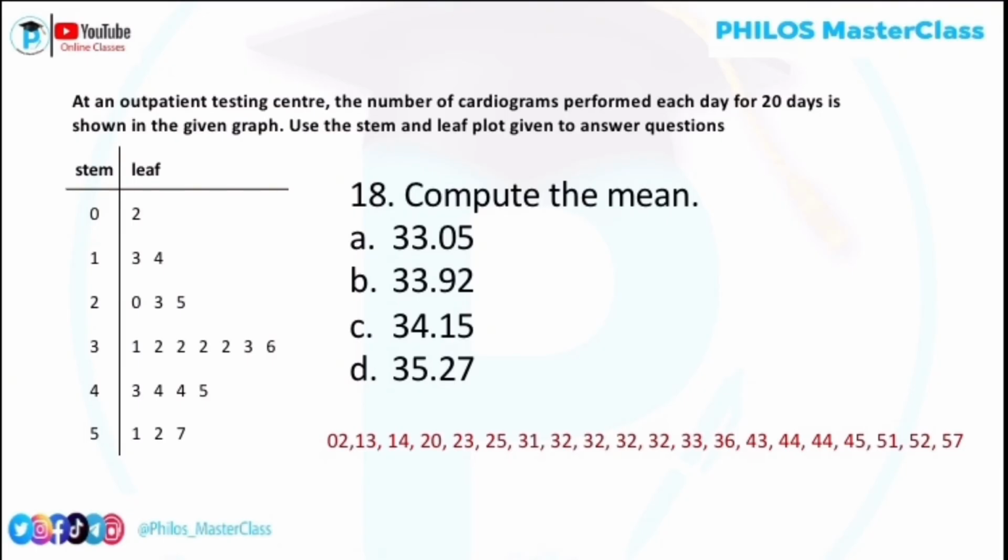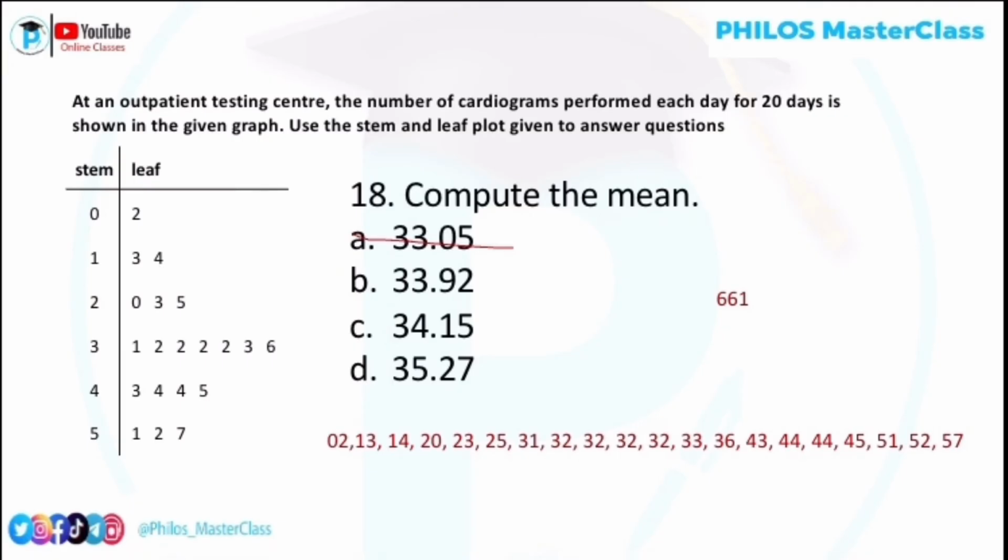When you add all the values in the data set, 2 plus 13. Please, 0, 2 is the same as 2. 2 plus 13 plus 14 plus 20 plus 23 going. Add everything. You get 661. Then count the number of values in the data set. Count them one after the other. You get 20 values. So to compute the arithmetic mean, it should be 661 divided by 20. When you divide 661 by 20, you get 33.05, which is option A. So the correct answer to this is 33.05.